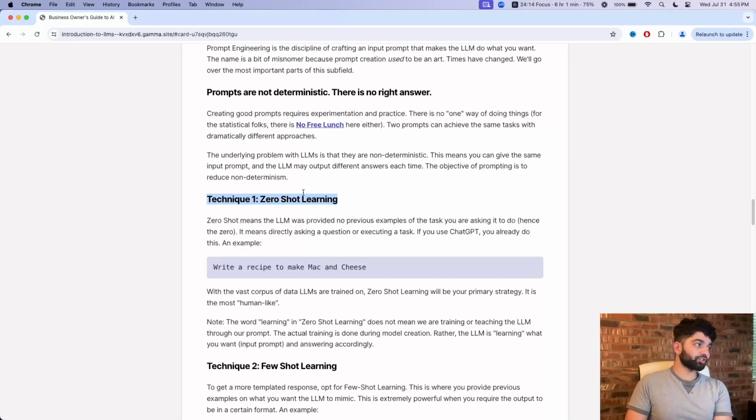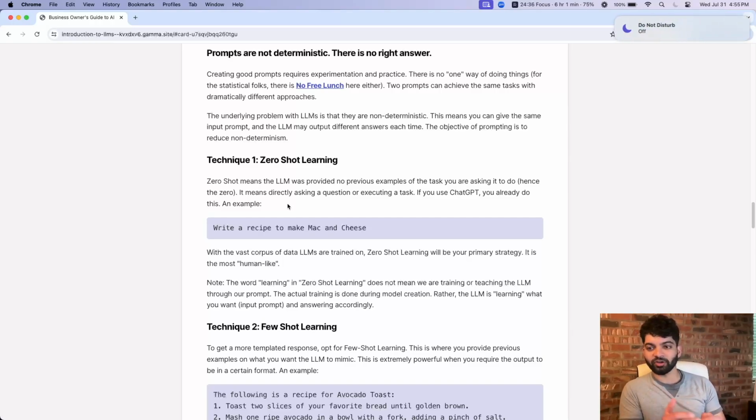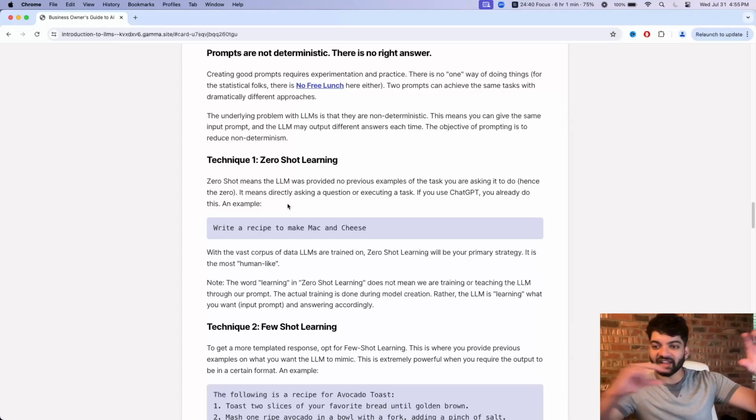Technique one is zero-shot learning. Zero shot means that the LLM was not provided any previous examples of the task you're asking it to do. It's like directly telling a human assistant to just do this thing without showing them how. So: write a recipe to make mac and cheese. That's it. You're already doing this if you're using ChatGPT. Not every time when you're prompting ChatGPT do you give an example first. Sometimes you might. So that's all zero-shot learning is.